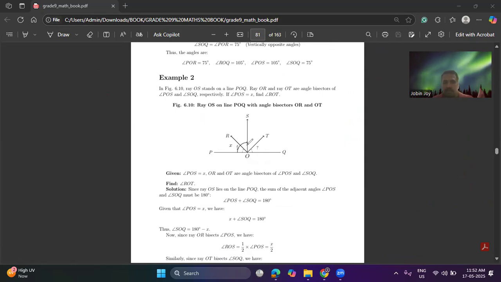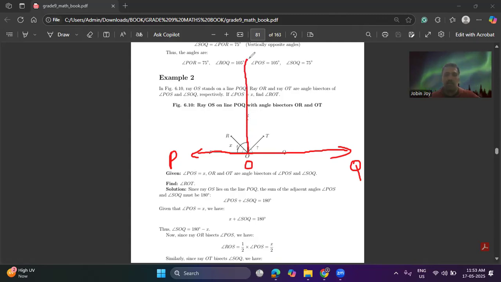Okay. So another example, example 2. There is a line POQ. This is P, this is vertex O, and this is Q. And there is a ray OS. This ray OS is perpendicular. Perpendicular means this angle is 90 degrees. Similarly, this angle is 90 degrees.